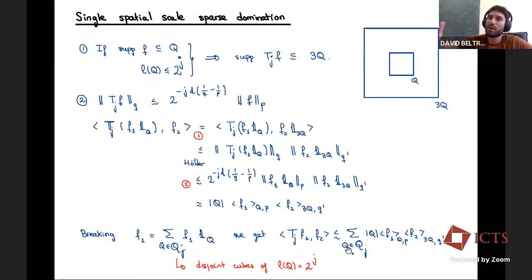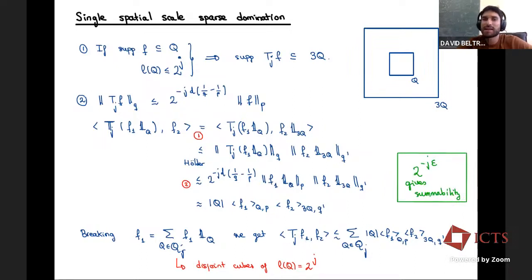In particular, they are sparse. They are better than sparse. They are disjoint. So then that gives me a sparse bound. So when there's only one spatial scale, this is a very easy argument. It is basically the LP improving bound for free implies a sparse bound.